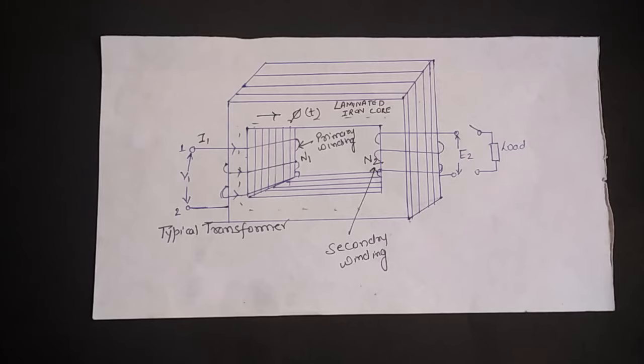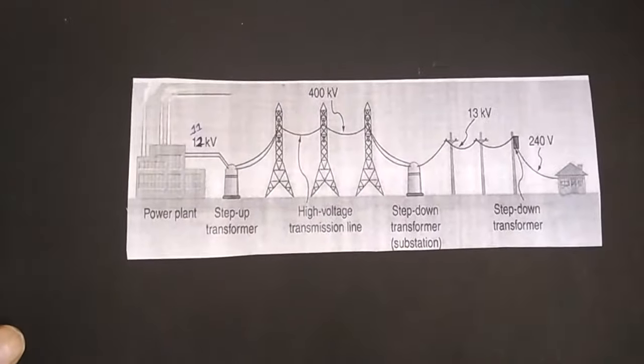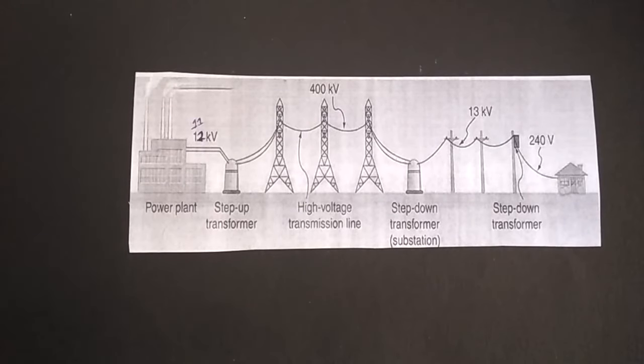Now based on the construction, I've just shown you the structure of the power system. Here you can see the step up and the step down transformer. So what is a step up transformer? Ultimately, where the secondary winding has more turns than the primary winding, the secondary voltage is higher than the primary voltage.